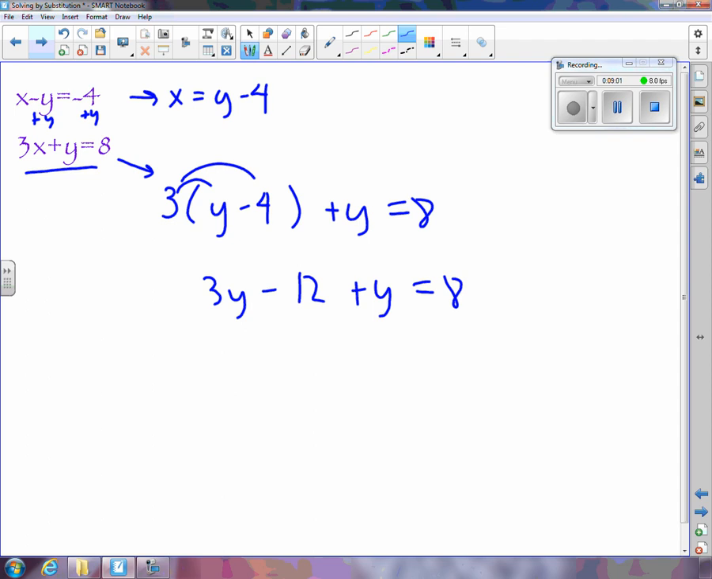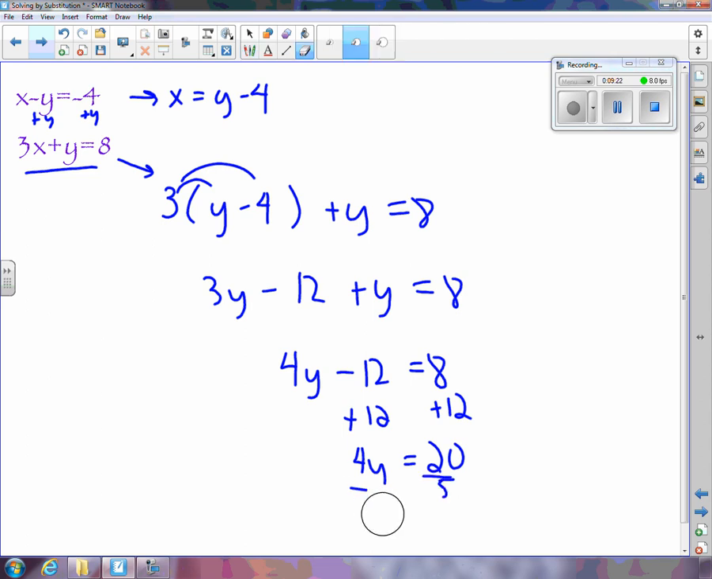The next thing I need to do is just combine like terms. So here I have 4y minus 12 equals 8. In order to isolate the y and get it alone, I'm going to add the 12 to both sides. Then I get 4y equals 20. I divide by 5. Oops, I'm working ahead of myself. I should divide by 4. 5 is going to be the answer. Then I get that y equals 5.